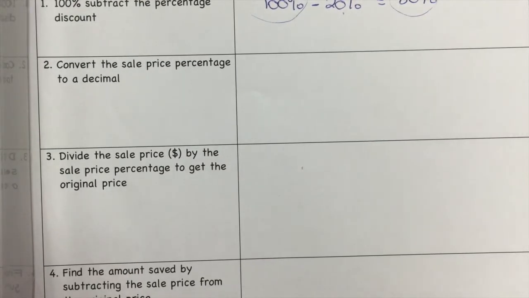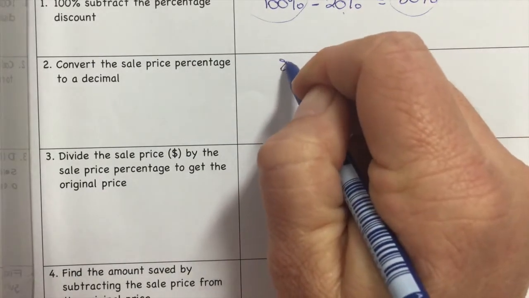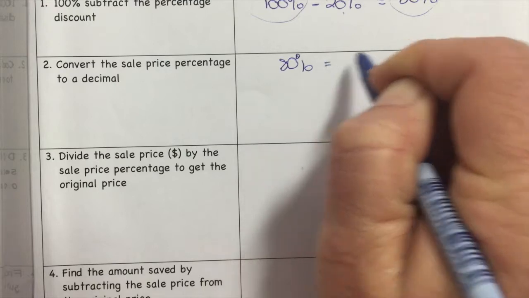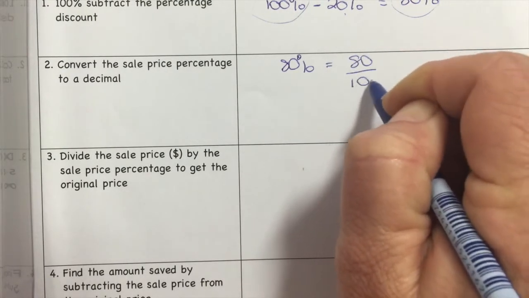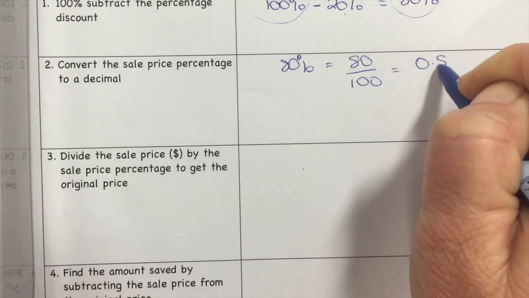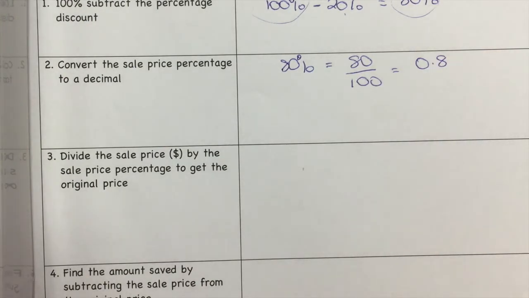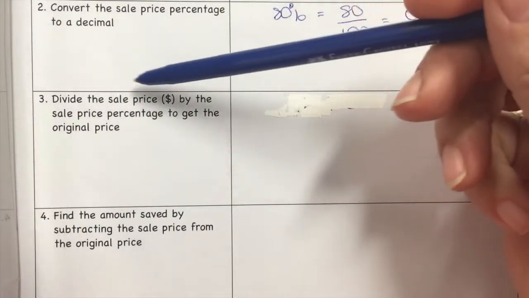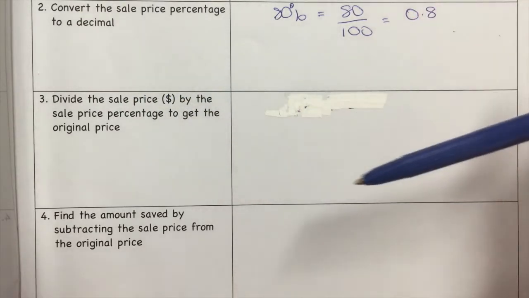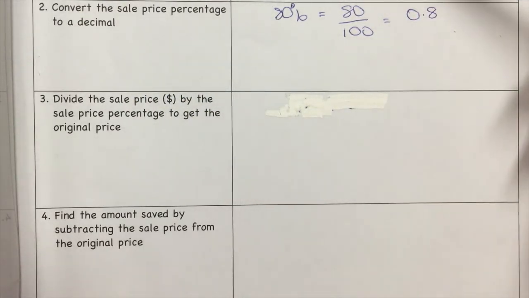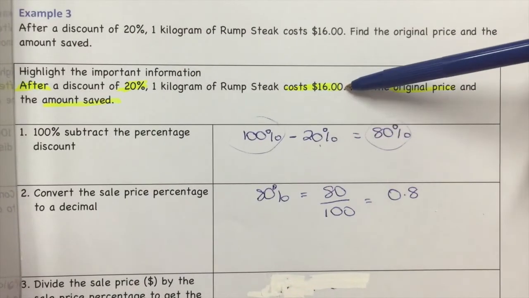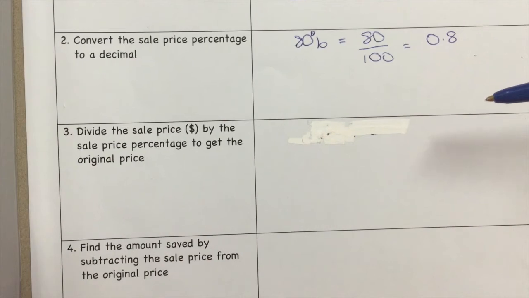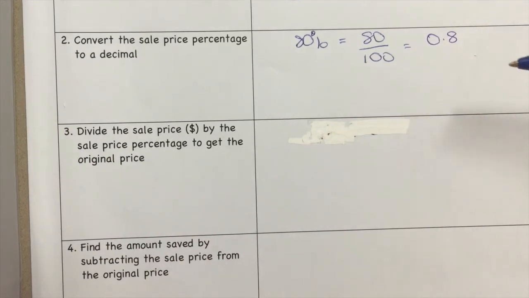What I'm going to do now, number 2 says convert the sale price percentage to a decimal. So remember, it's 80%, which is equal to 80 over 100, which is equal to 0.8. So if you have a look at number 3, it's asking you to divide the sale price by the sale price percentage to get the original price. So remember, our sale price, or what we paid for it, was $16, and our percentage price discount, or the percentage price that we had, was 80%, or 0.8.